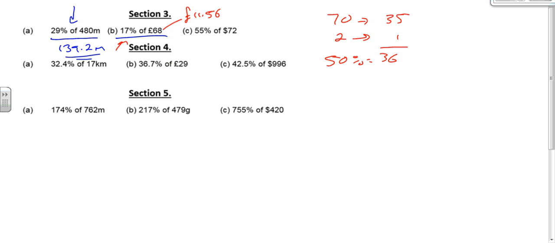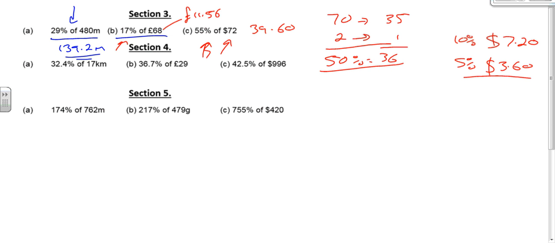And then I'm going to do 10%. So dividing this by 10 is going to be 7.2, which is $7.20. So 5% of that is half of $7.20. And just in the same way as we did before, that's going to be $3.60. So we add those together. So 55% is $39.60 because we've added 50% and 5%. And that's all the non-calculated stuff that we need to do.